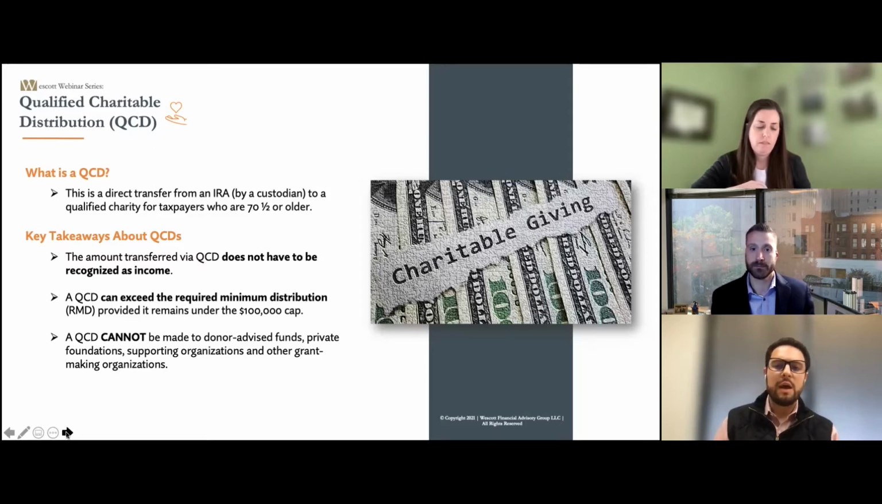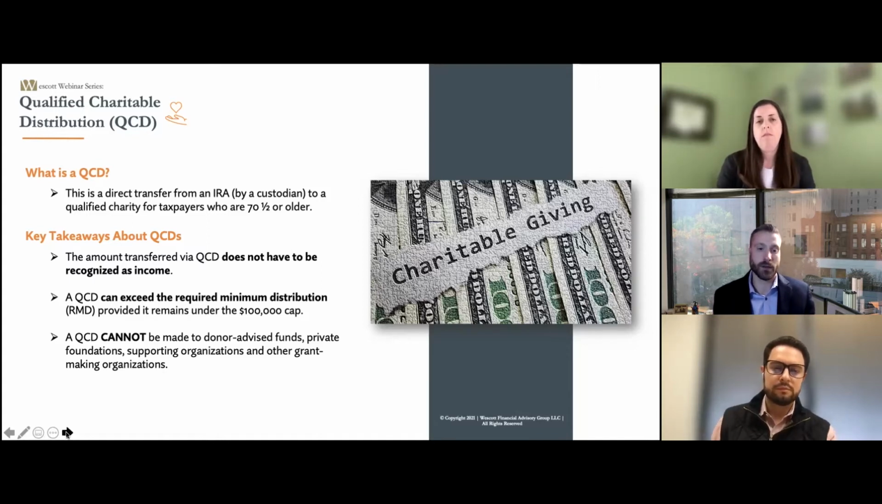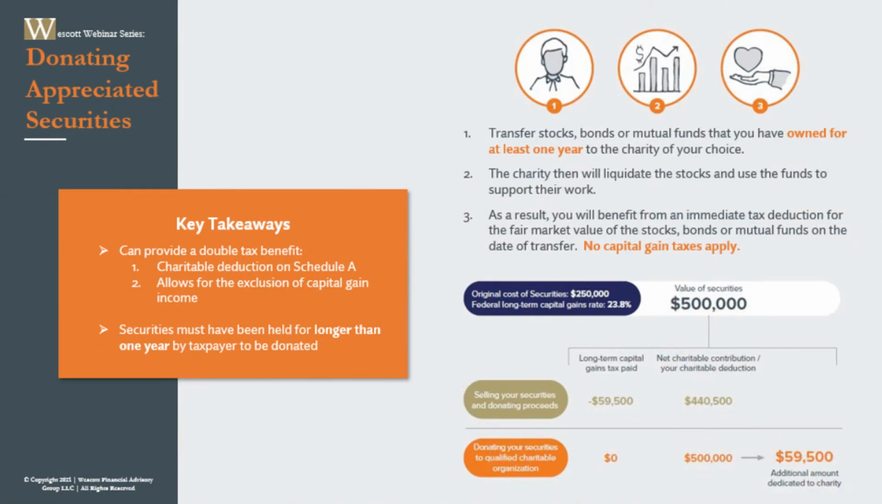Got it. So that begs the question then, how do you actually execute this transfer? For the distribution to be tax-free, it has to be a direct transfer from the IRA to the charity. If someone were to take a distribution, deposit it into their bank account, and then write a check to the charity, the distribution would be considered taxable. Well, that's very helpful. Thank you, Bob.